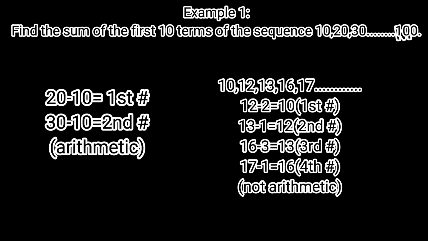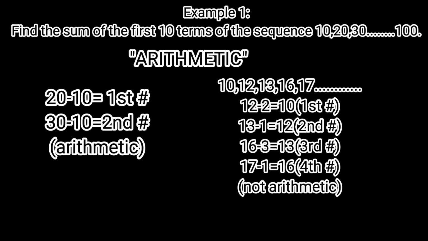Now is for the sum of terms, which is the arithmetic sequence. For example, number 1, find the sum of the first 10 terms of the sequence 10, 20, 30, and up to 100. Take note, how would we know if the sequence is arithmetic or not? If the difference between every two adjacent numbers is the same, then it's arithmetic. But if it's not constant, then it's not arithmetic.